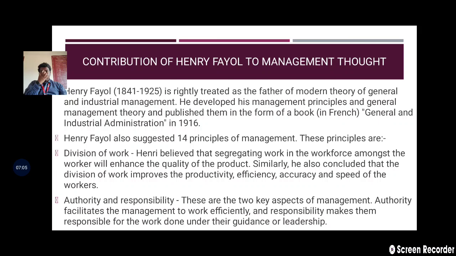The first one, division of work. The work can be divided among each and everybody in the organization equally, or distributed to the employees. For example, the division of work improves the productivity, efficiency, accuracy and the speed of the workers. And then authority and responsibility. Authority facilitates the management to work efficiently, and responsibility makes them responsible for the work done under the guidance or leadership.